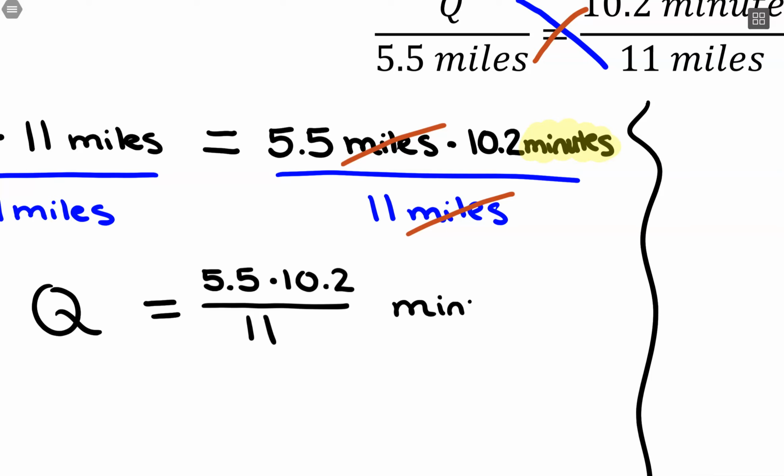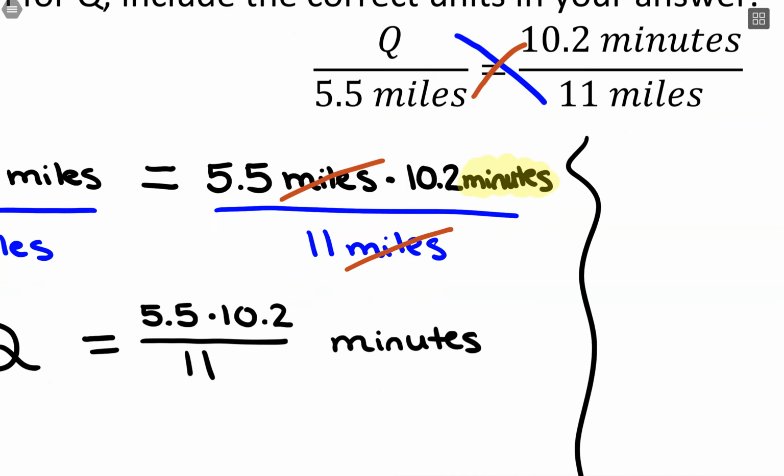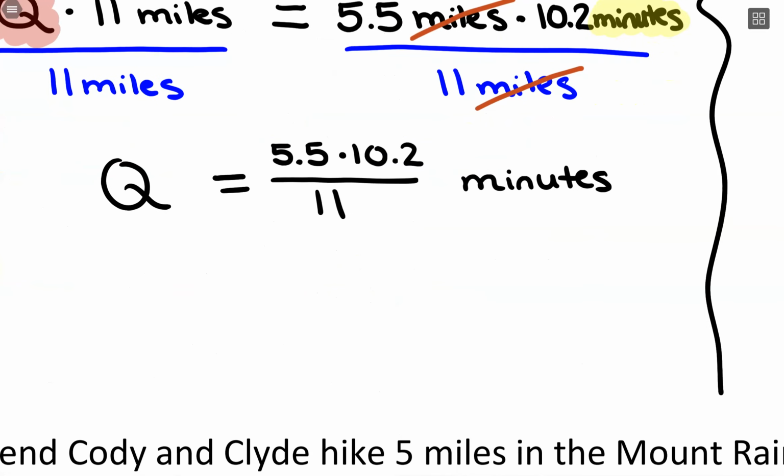And this works out great in terms of the setup of the problem, because when we have these proportions, it should line up that the numerators and denominators have the same units. So those should both be minutes there, and these should both be miles. So for Q to end up with units of minutes is perfect. So that's working out just as it should. And then it's just a matter of typing that into a calculator.